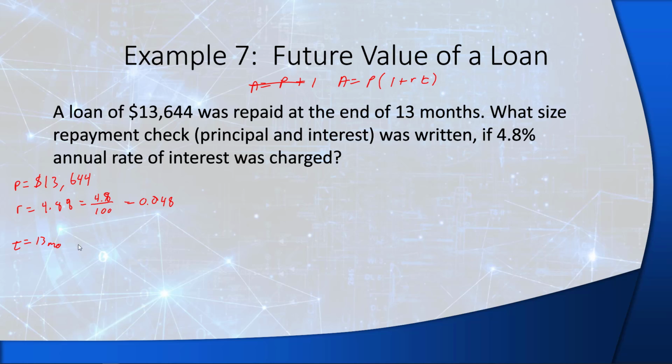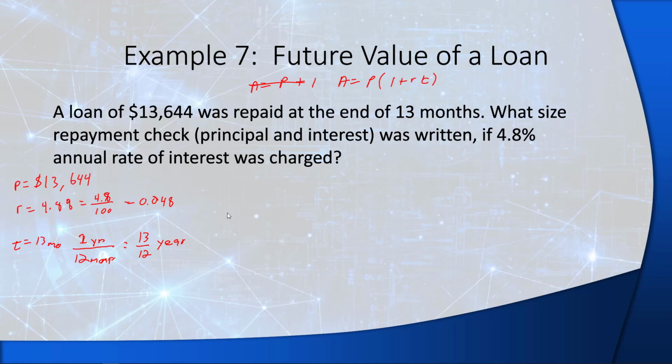We can't work with months. We do know that in 1 year, there are 12 months. And that will be equal to 13 divided by 12 years. So just a little bit over 1 year.